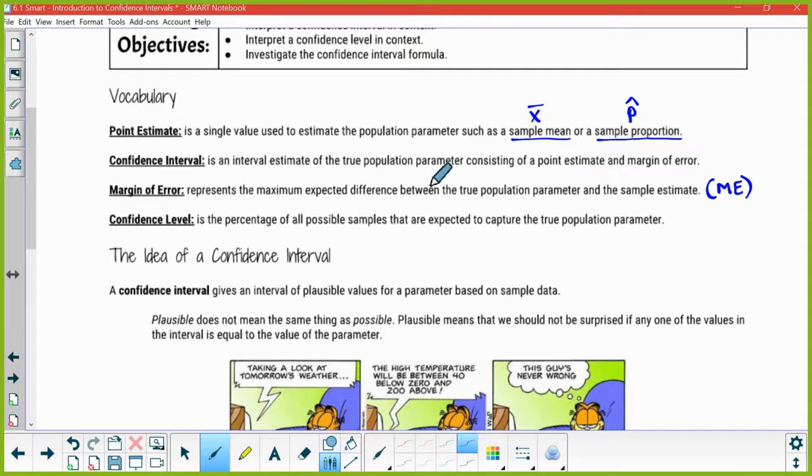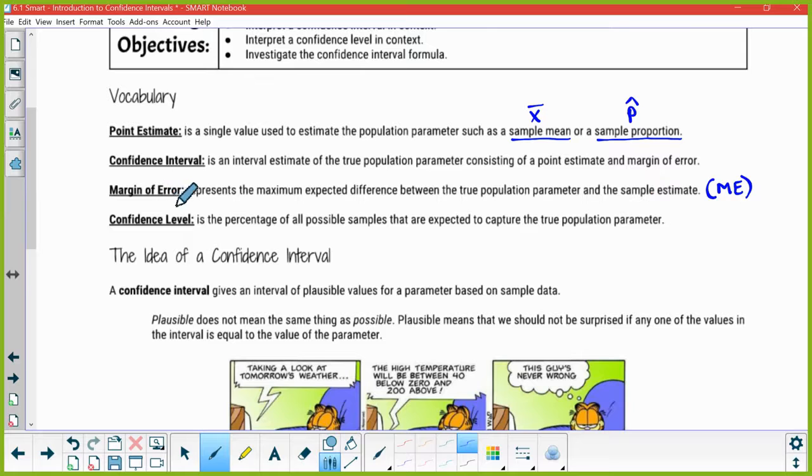So a confidence interval is an interval estimate of the true population parameter consisting of a point estimate and a margin of error. The point of a confidence interval is we know that we cannot collect data from an entire population. We know that it's difficult, we know that it's timely, we know that it's costly. So in order to make estimates about what a true population parameter might be, we take samples. And from those samples, we can build intervals where we say, I know that somewhere in between these two numbers, or these two proportions, these two means, is the true population parameter.